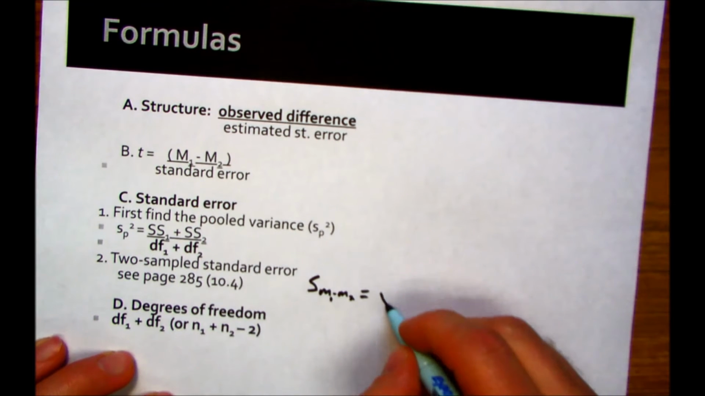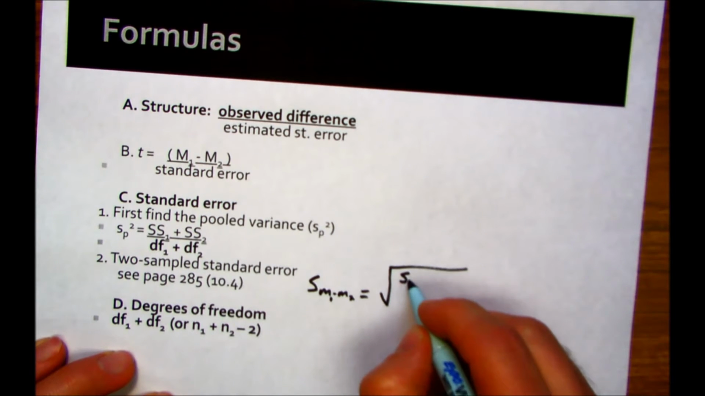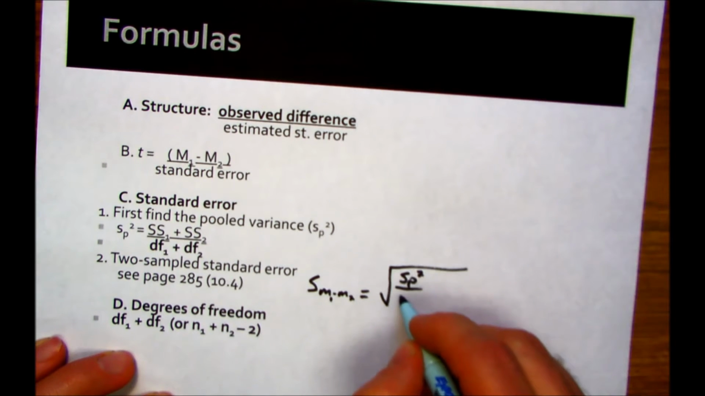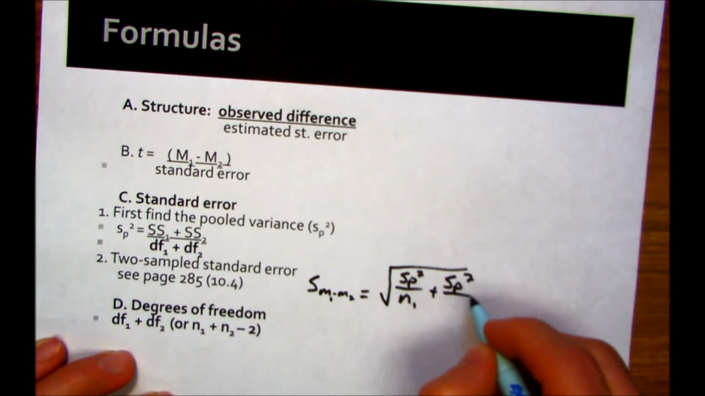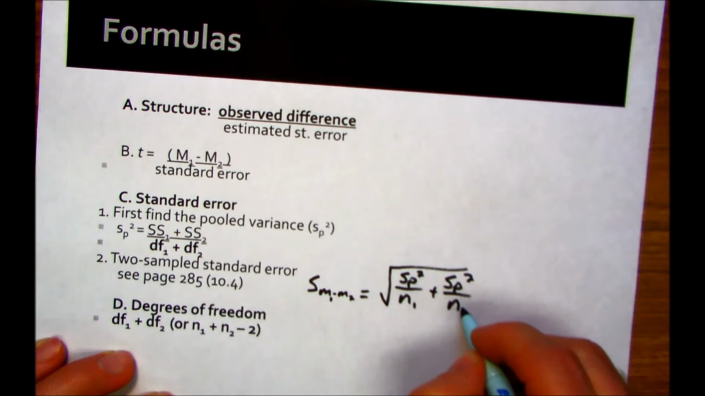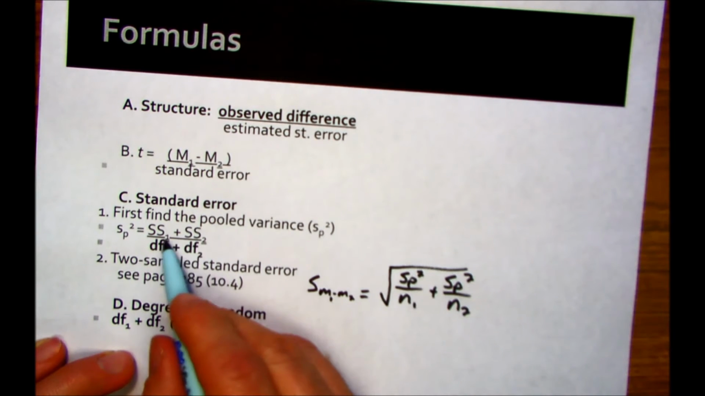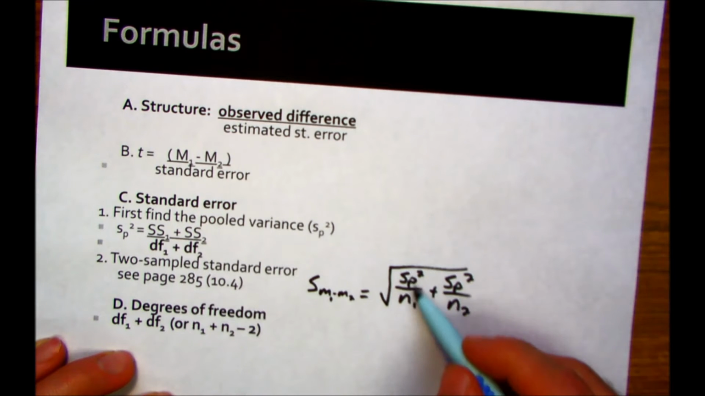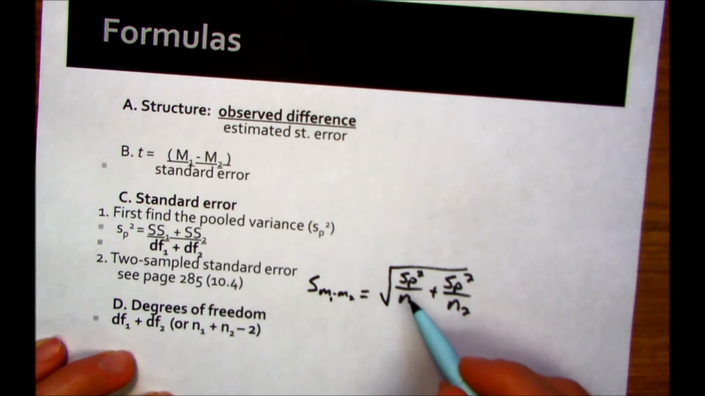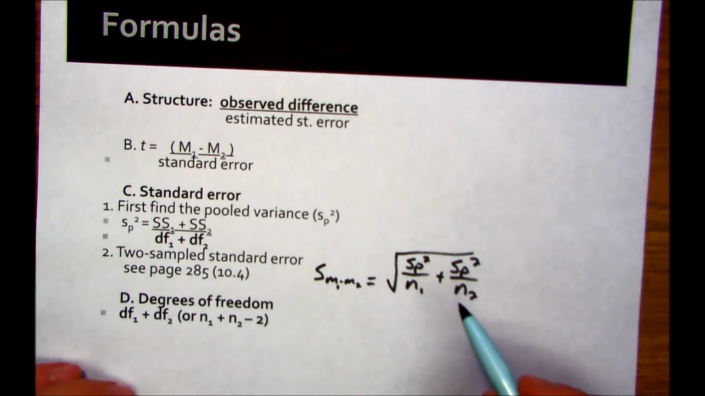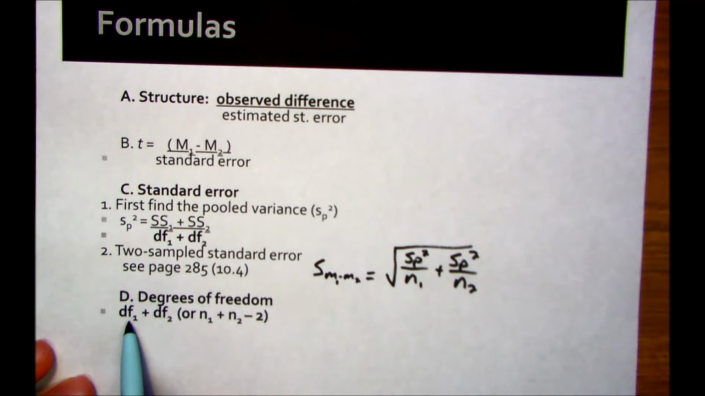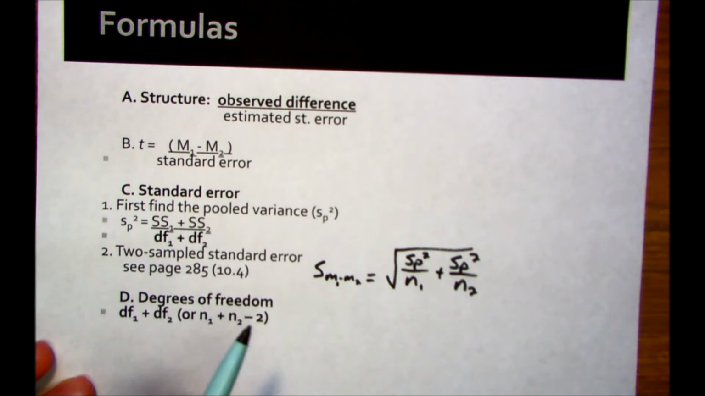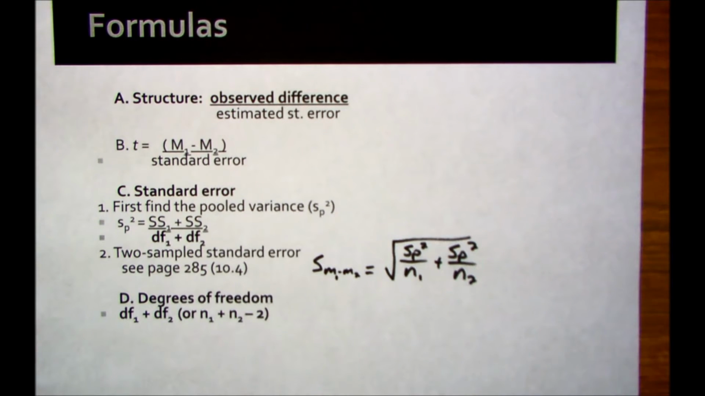Once we have the pooled variance, we take that pooled variance divided by the sample size for the first group, and then that same pooled variance divided by the sample size for the second group. You'll notice here, instead of where the line went across, we divide first, then add them together, and then get the square root of that. For the degrees of freedom, we get the degrees of freedom for the first group and for the second group, and we add those two together, and that's our degrees of freedom for this.